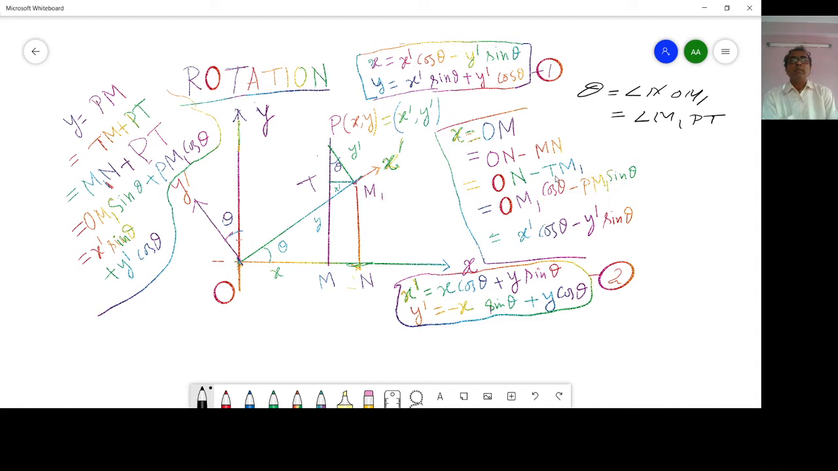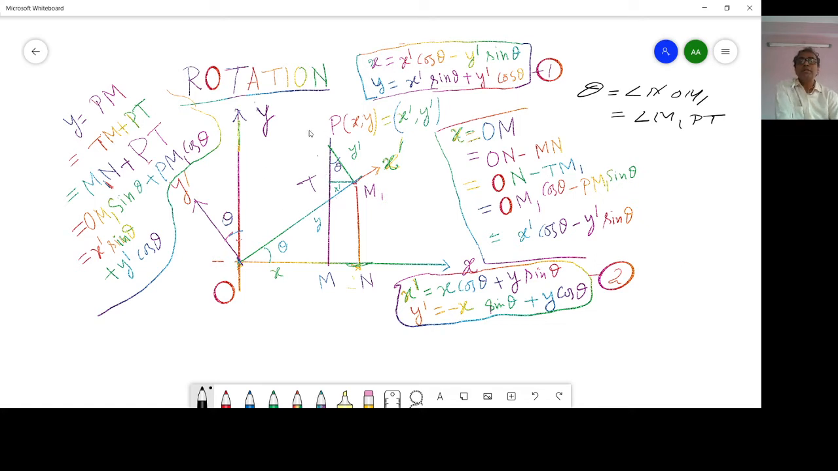And similarly, look at the triangle PTM1. This is angle theta. PT is the base, TM1 is the perpendicular and PM1 is the hypotenuse. So TM1 by PM1 is sin theta, so TM1 equals PM1 sin theta. OM1 equals small x dash, the x coordinate of the point P with respect to the new system. So we get a new formula: x equals x dash cos theta minus y dash sin theta.